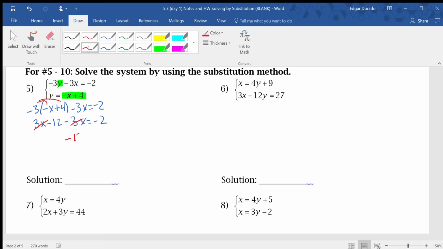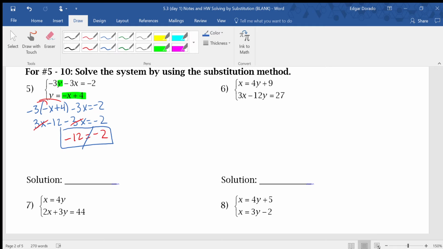And what do we get? We get negative 12 equals negative 2. Okay, I can't really do much here, but let me ask you guys this. Can that happen? Is that true? Is negative 12 equal to negative 2? I hope you guys are saying no, and you would be right. No, those two are not the same.